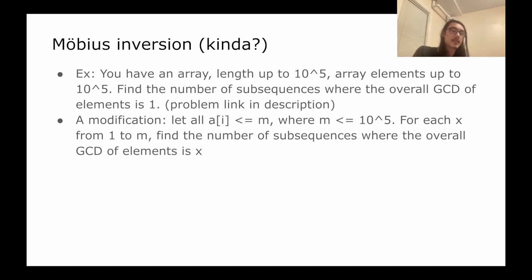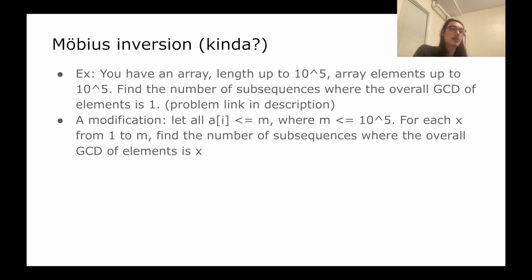You have an array, its length is up to 100,000. The array elements are also up to 100,000, which is important. You want to find the number of subsequences where the overall GCD of the elements is 1. And I linked the problem in the description, so you can find it and submit to it on Codeforces if you want.